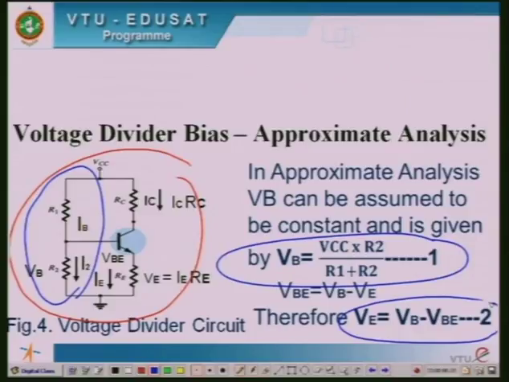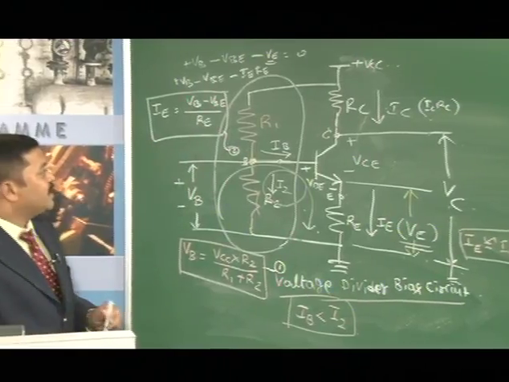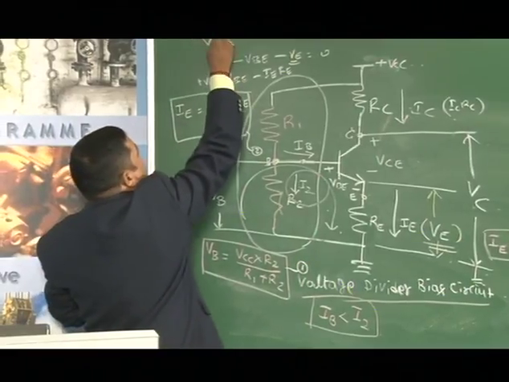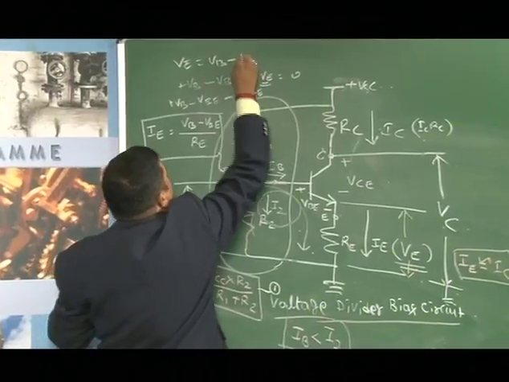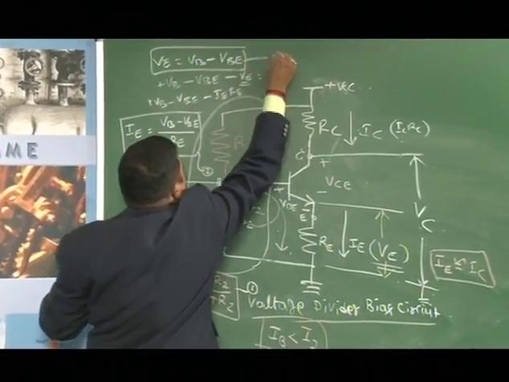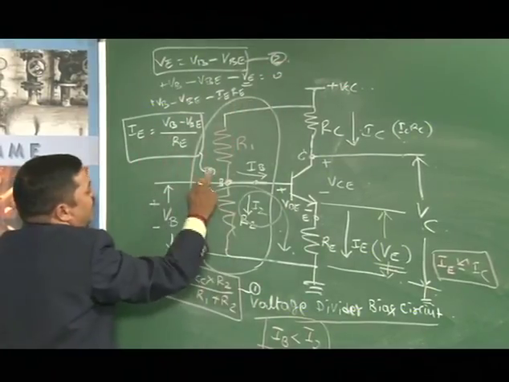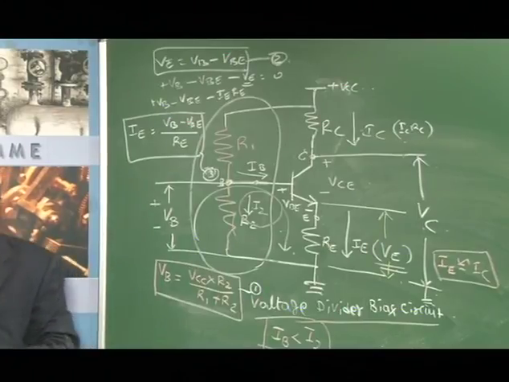Now, V is given by VB minus VE here. One equation, I have not written that. V is equal to VB minus VBE. This is one equation. Let me call this equation 2, and IE let me call it equation 3. So, that is what is shown in the next slide.